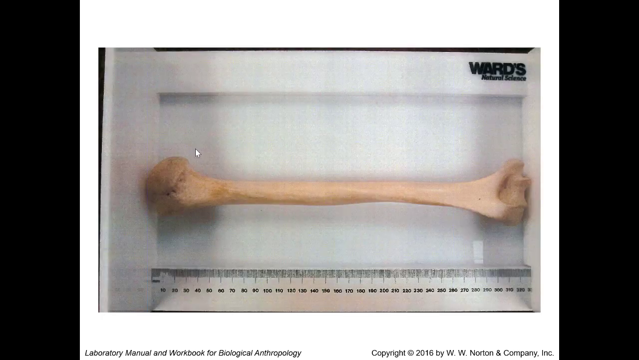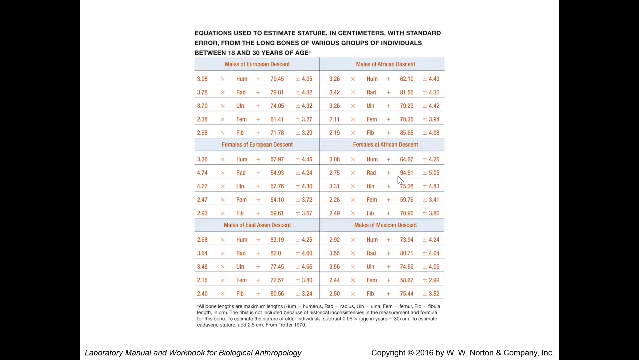Right, so here's a bone in an osteometric board. We take the measurement and then we plug it into the formula. Here are the formulas. Again, it depends on the bone that we're looking at, and then as well the descent of the individual. Right, I believe in the exercise it's a male of European descent that you're looking at. It will tell you.